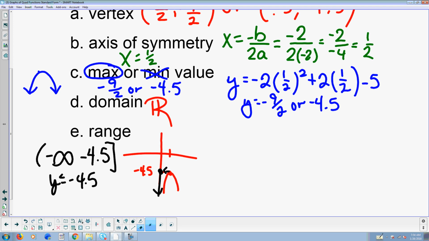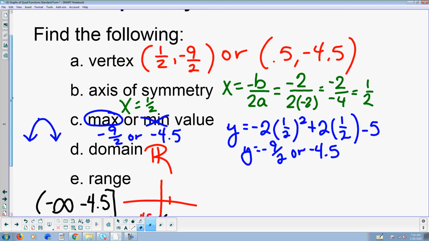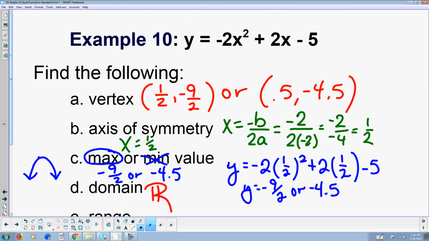So I hope that you did well with this. I hope this helps you understand how we can find all the key characteristics of the graph of a quadratic function from standard form. Good luck on your assignment.